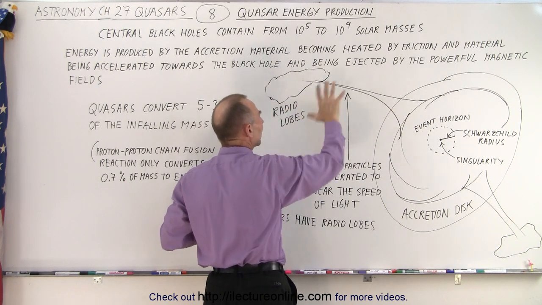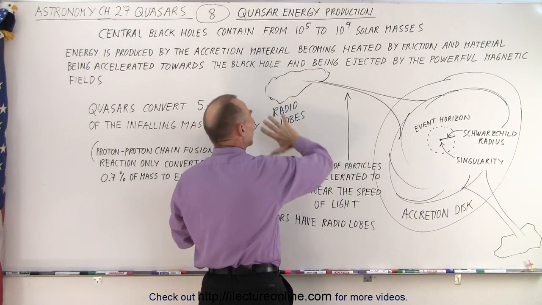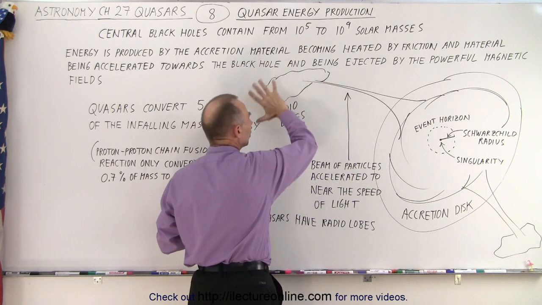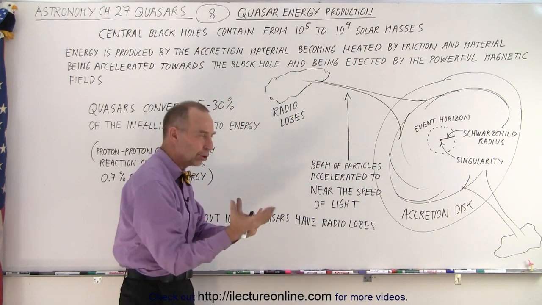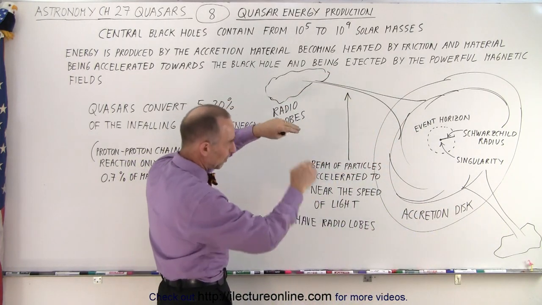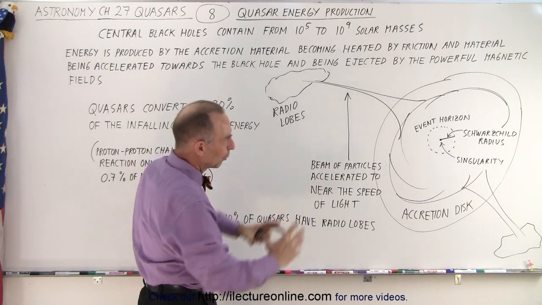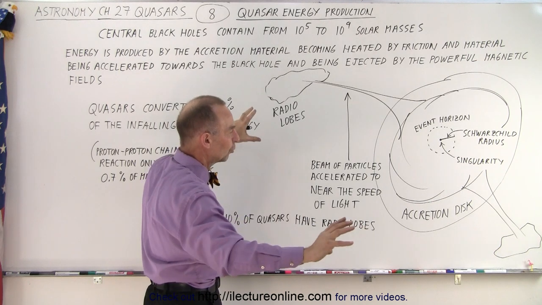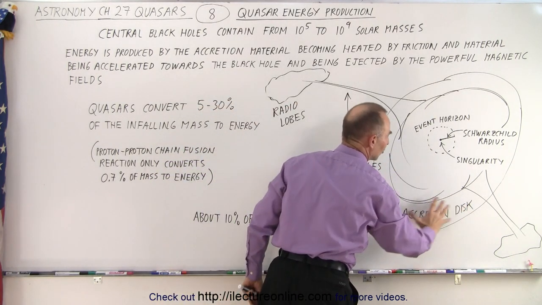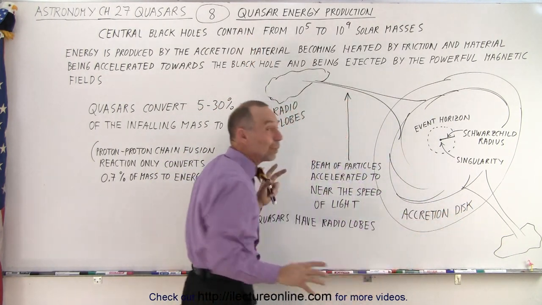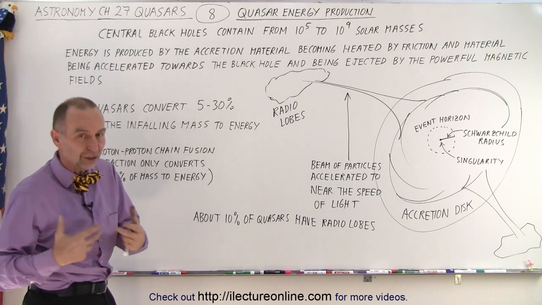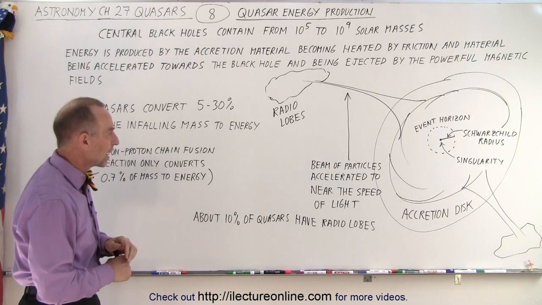Eventually, as they begin to hit other interstellar material, they start slowing down. The interaction between the interstellar material and the particles accelerated from the black hole then causes the radio radiation, because of the radio lobes in both directions. I guess it should be perpendicular. I didn't quite draw that correctly here, but it should be perpendicular from the center region, where the black hole and the accretion disk are, out towards the outside of the galaxy. So we have an enormous amount of radiation coming from the accretion disk, and an enormous amount of radio radiation if radio lobes are present. About 10% of all quasars have those radio lobes, which were the initial signature of the quasars when we began to discover them.